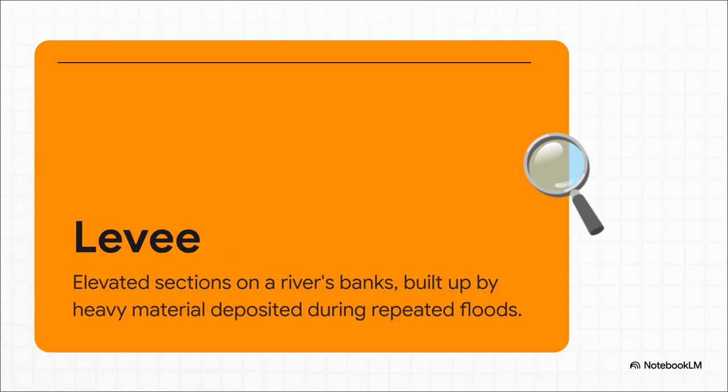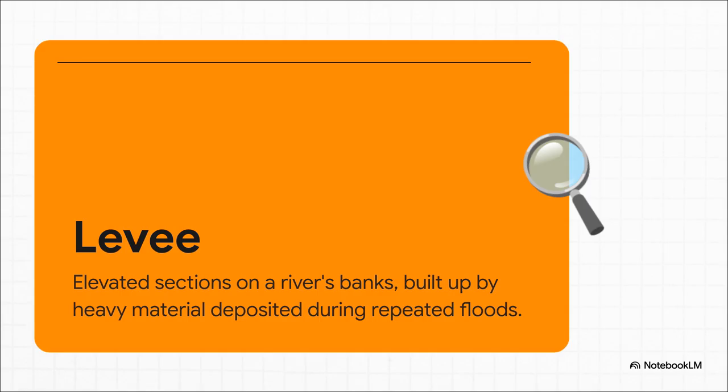And right on the edge of that floodplain, you'll find levees. These are like raised banks right along the river's edge. They're actually built by the river itself. During a flood, as soon as the water spills over the banks, it loses energy and drops all its heaviest rocks and pebbles first. After many floods, this stuff builds up into these natural walls that help keep the river in its channel.